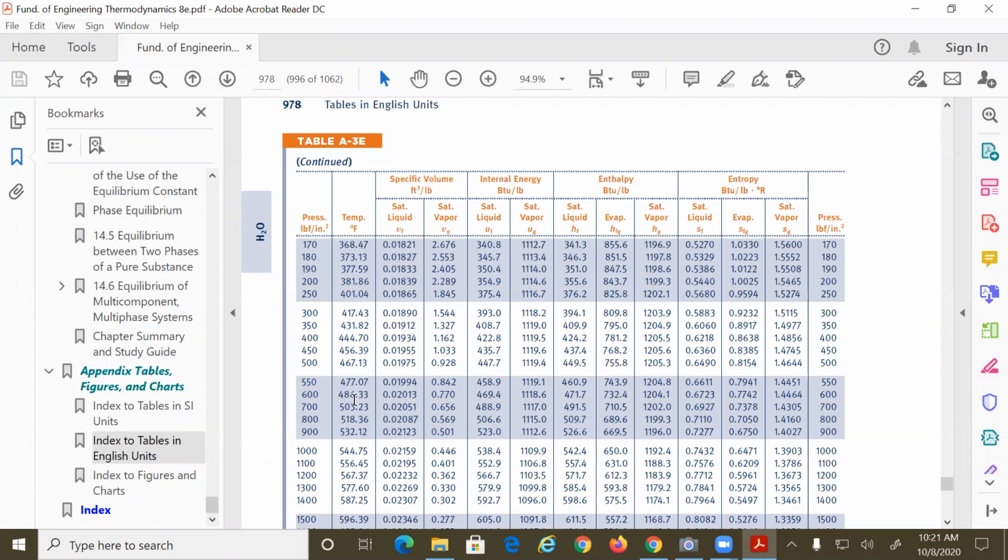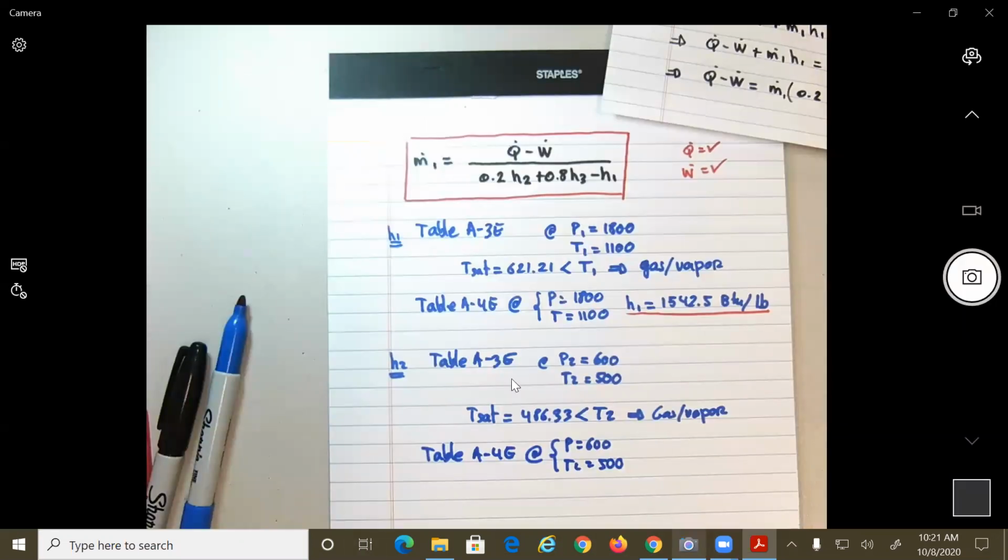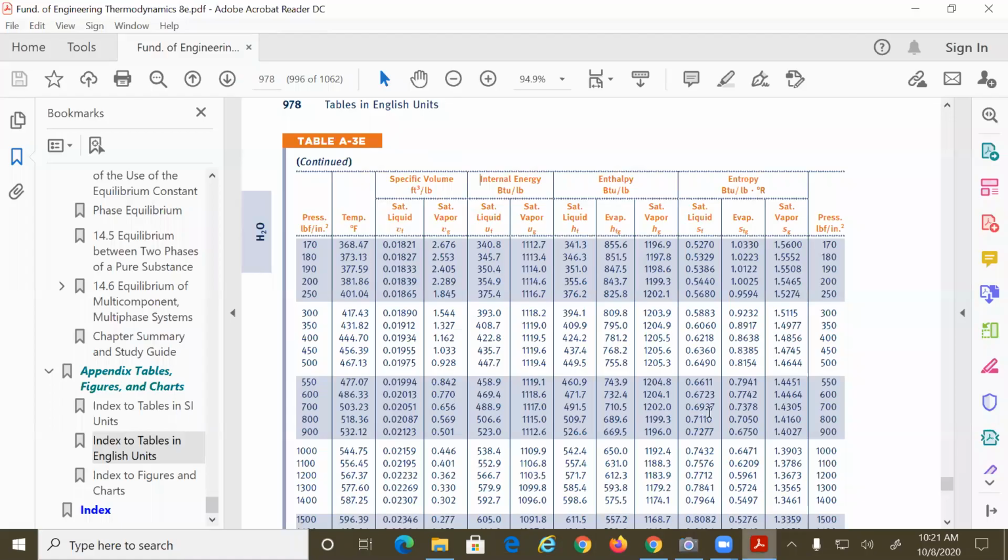I'll show you what I've been writing. So basically, table A3E at P2 equals 600, T2 equals 500. We find that T saturation is 486.33, which is lower than T2, because it's 500. So we know it's superheated, gas vapor. So now we need to go to table A4E at 600 and 500. So basically the same process as before.